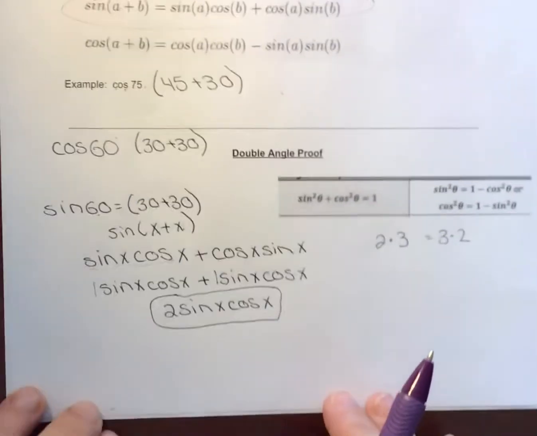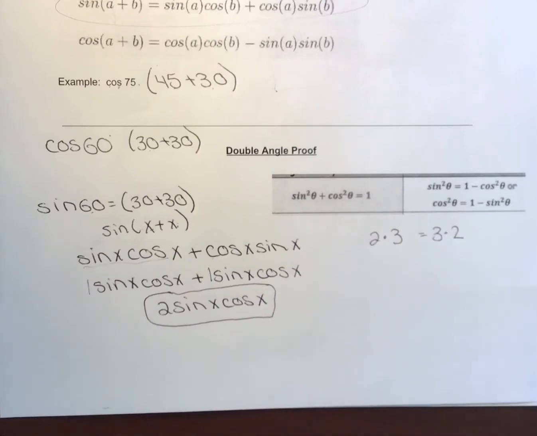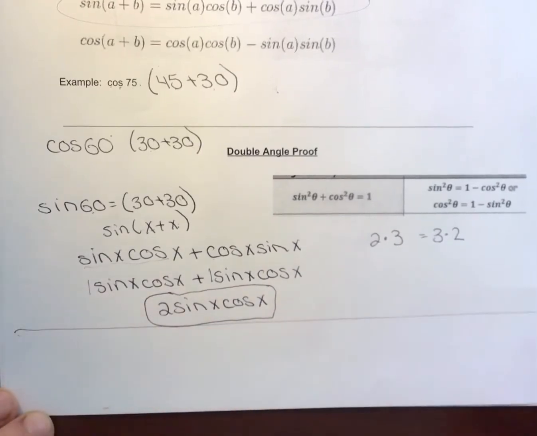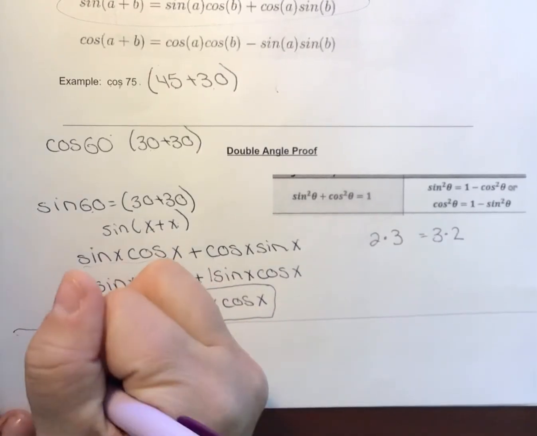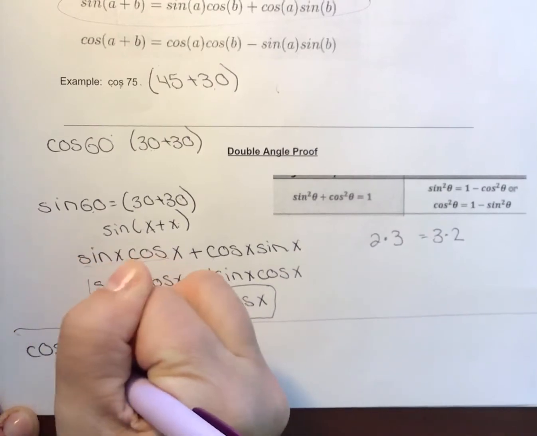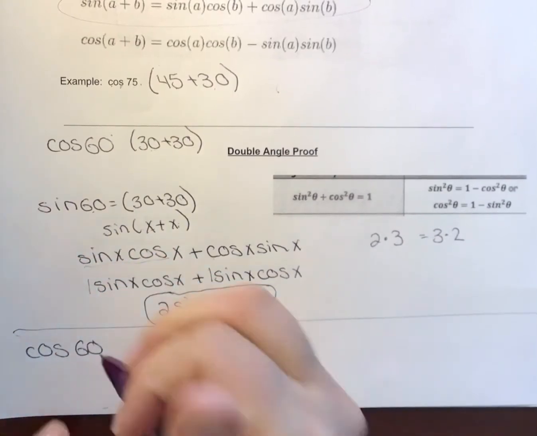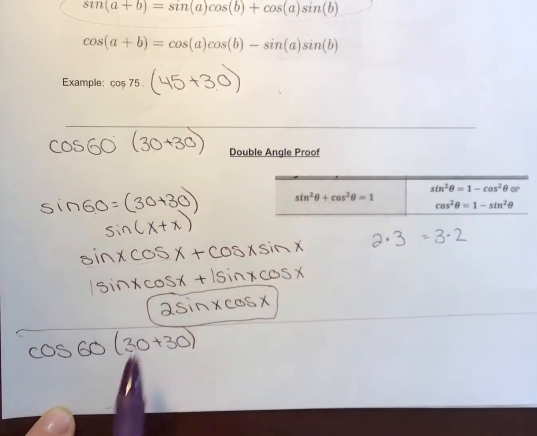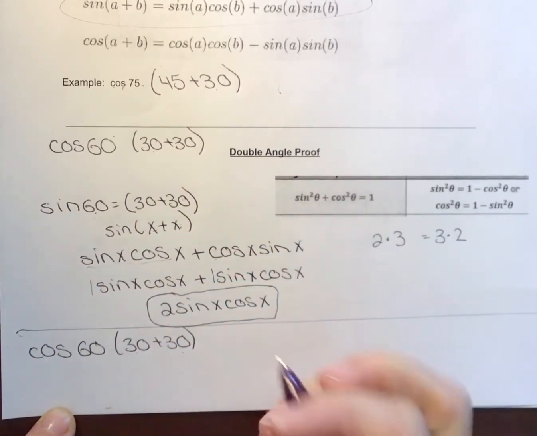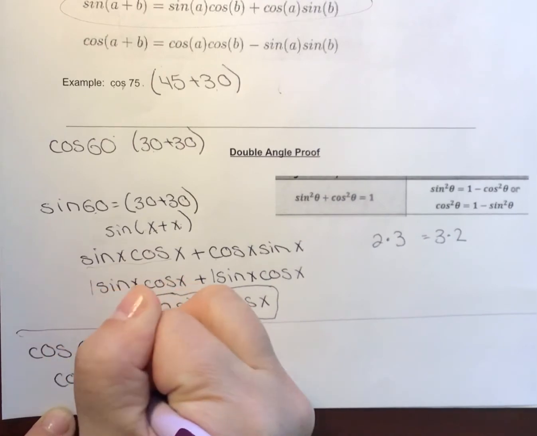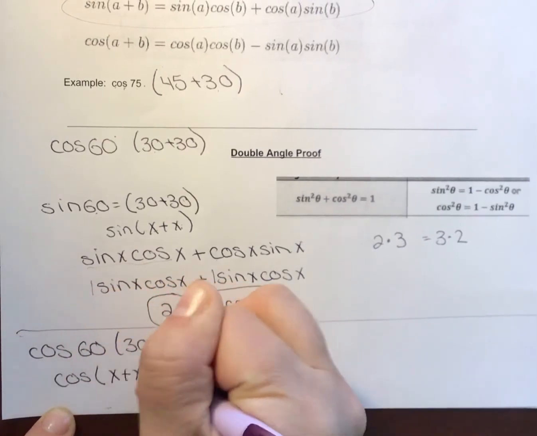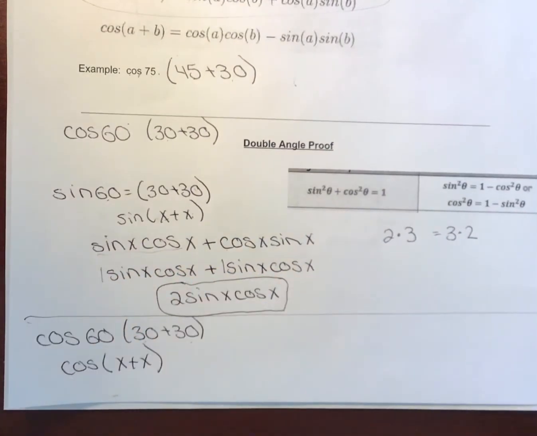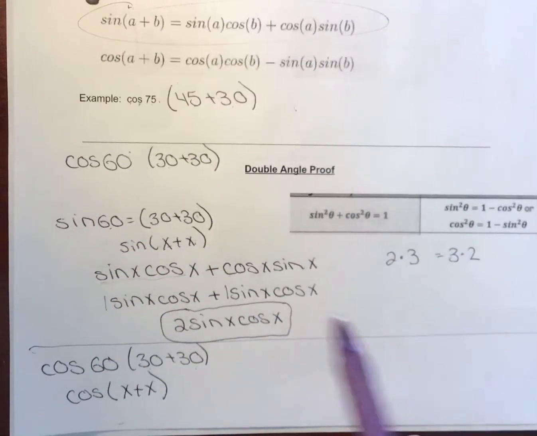No, we'll stay here. Okay, so let's derive the double angle for cosine. Same thing. Now we're going to do cosine of 60, which we're going to say is 30 plus 30, so we're using two of the same angles. I'm going to derive for you cosine of x plus x, so we're going to just plug into the same formulas up above.